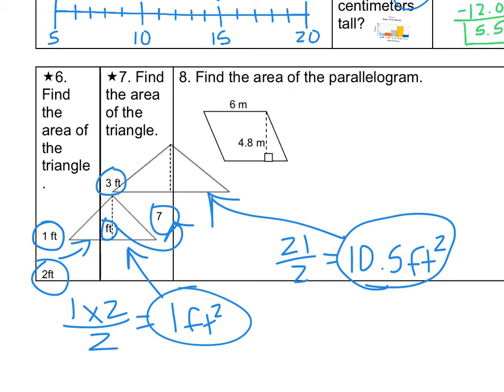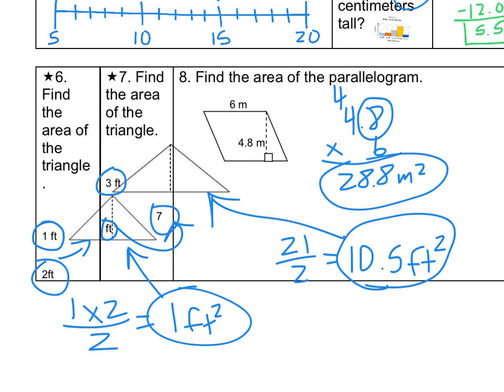Now the parallelogram is just base times height. So we're just going to have 4.8 times 6. Remember, you just set it up like 48 times 6. 6 times 4 is 24, plus 4 is 28. And then we have 1 decimal place in our problem, so we need 1 in our answer. So it's 28.8 meters squared for our parallelogram.